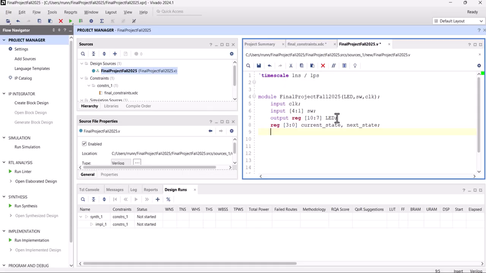You don't have to, but I recommend that you give names to all your states. So parameter, and I'm just going to call them floor 1A equals 4'b0000. Floor 1B equals 4'b0001. Floor 1C equals 4'b0010.